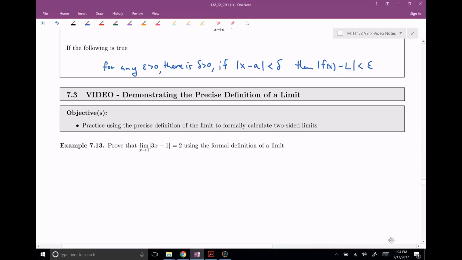Welcome back everyone to the final video here in 1.7. In this video, our goal is to actually demonstrate how we can use this precise definition of the limit that we developed last time.